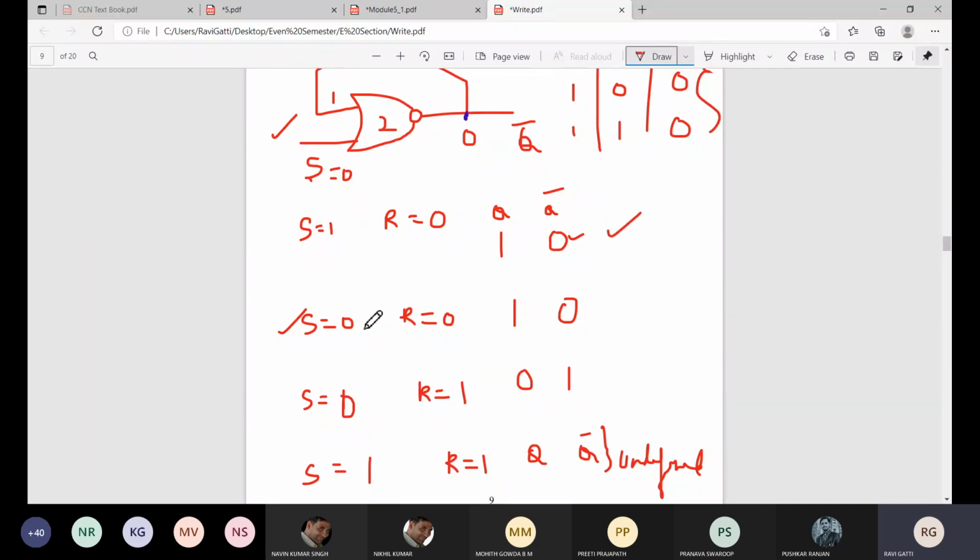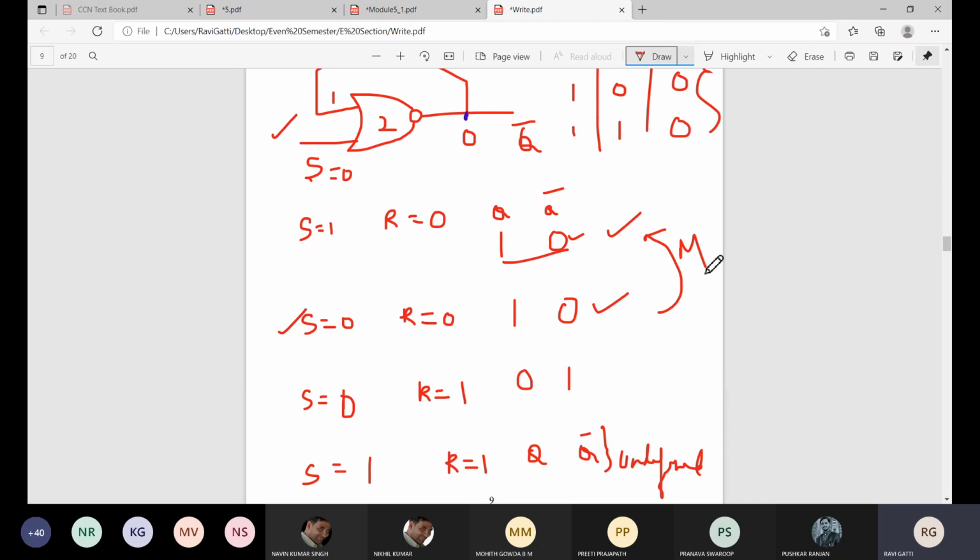When you make S equal to 0 and R equal to 0, whatever the previous value was, it is held at the moment, it has been saved. So when S is equal to 0 and R is equal to 1, whatever the previous case value you got will be retained. This concept we call memory.